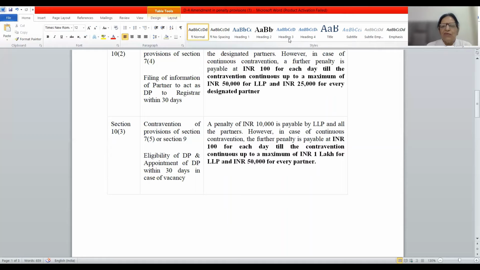However, in case of continuous contravention, friends, you must have observed, there is a penal provision of paying rupees 100 for each day till the contravention continues. But again, the maximum penalty has been laid down here. Maximum is 1 lakh for LLP, and it is rupees 50,000 for every partner. Because LLP is a separate legal entity, separate amounts have been laid down for LLP and for other partner or designated partner.